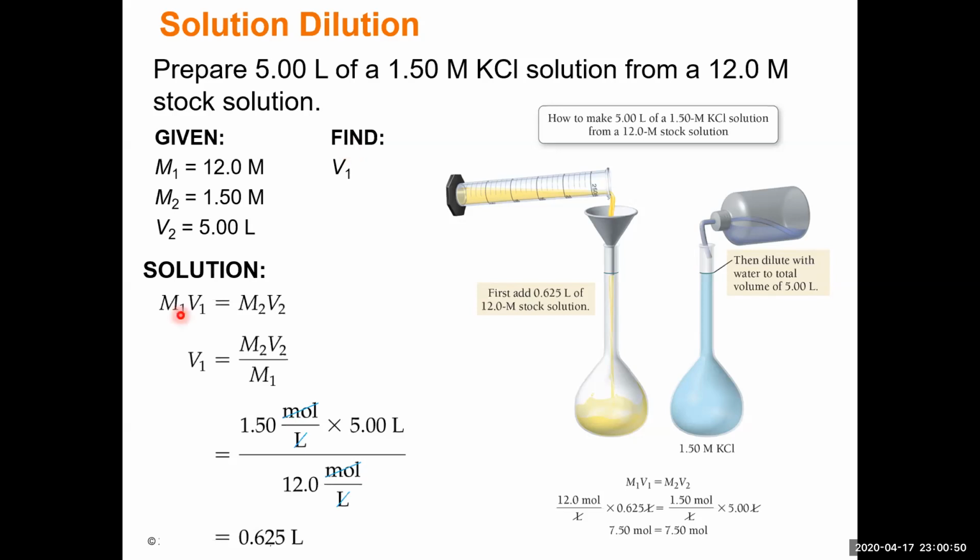So we'll use the equation M1V1 equals M2V2. Rearranging to solve for V1 by itself, we divide by M1. So we have V1 equals M2V2 over M1. Plugging in our M2, V2, and M1, after canceling of units we see that our V1 is 0.625 liters.